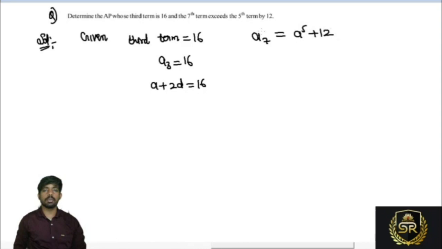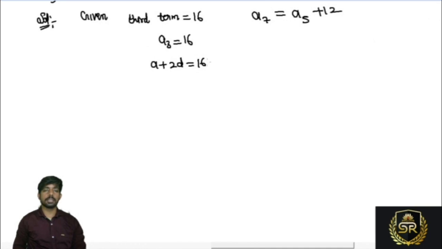I am adding 12 more. This is a5, not a to the power of 5. The seventh term exceeds the fifth term by 12, according to the question, so a7 equals a5 plus 12. From here a plus 2d equals 16. Now a7 is a plus 6d, and a5 is a plus 4d, plus 12.